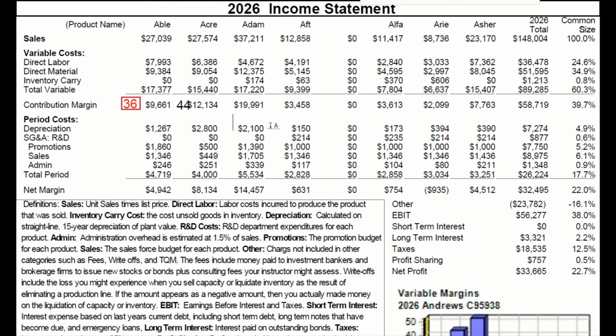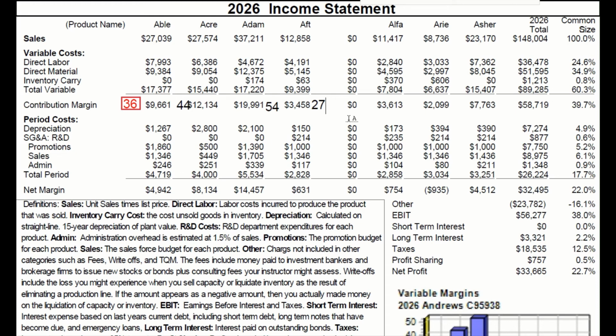So the key behind it is, first and foremost, that we want to make sure that we understand the GM. In this case, the aggregate gross margin for the Andrews product line is 39.7%. But as we can see, Able is 36%, Acre is 44%, and, for example, Adam is 54%. So now what you may want to do is take this from the production page, which shows you these percentages, and merely put them on.